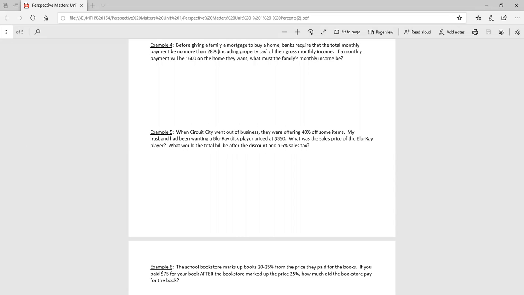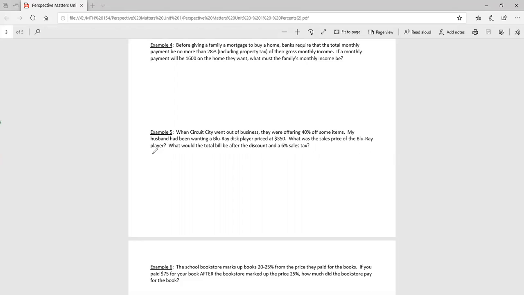Okay, so we have when Circuit City went out of business, they were offering 40% on some items. And then we wanted a Blu-ray player priced at $350, on and on and on. Okay, so let's figure out again, what is this asking us? We're starting with a Blu-ray player at $350. We're getting 40% off, and we want to know what that price would be. We want the total bill, which includes sales tax.